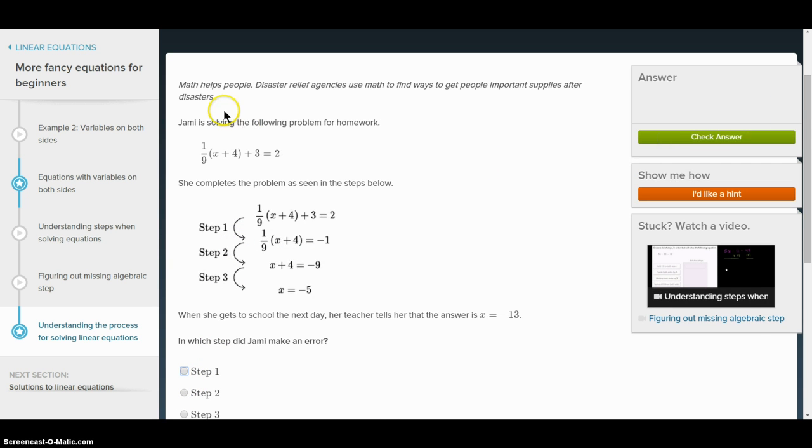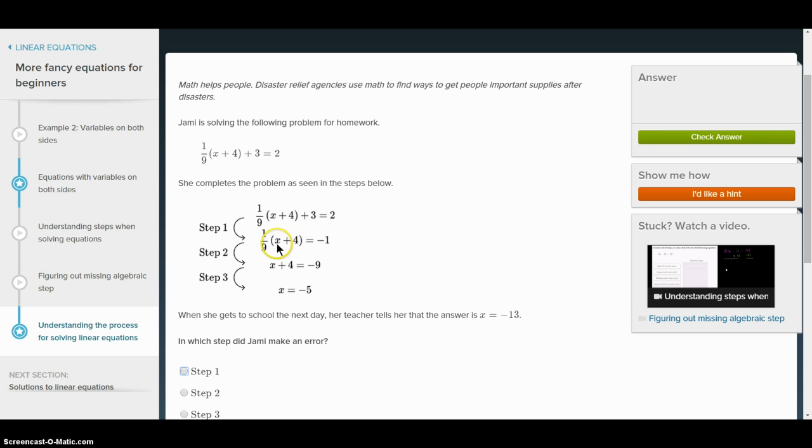Alright, so next question. A similar thing, except we're given a different equation. And so let's solve for x. So the first thing we're going to do is subtract 3, because this is a part all on its own. So we're going to subtract 3 from both sides, and then we're going to be left with this part, and so 2 minus 3 is negative 1. Okay, so that looks good so far.